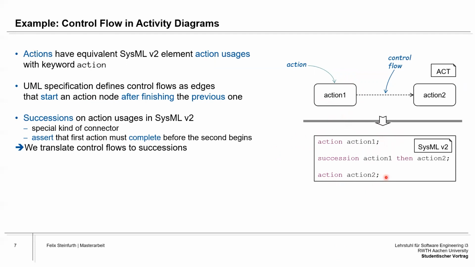And the UML specification defines control flows as edges that start an action node after finishing the previous one. Therefore, we looked for a similar element in the SysML v2 specification, and we found that successions on action usages in SysML v2 are a special kind of connector that asserts that the first action must complete before the second begins. And therefore, we translated control flows to successions from action 1 to action 2.